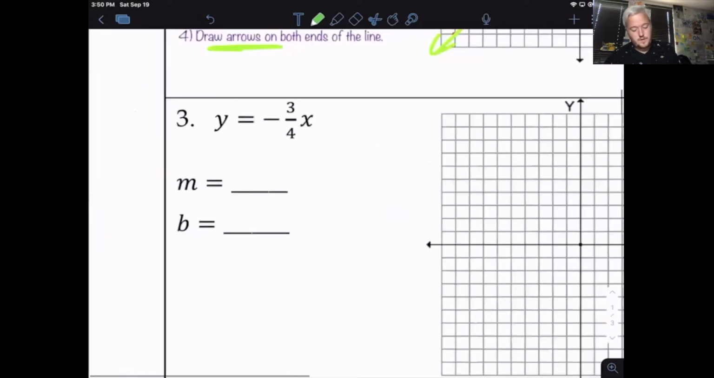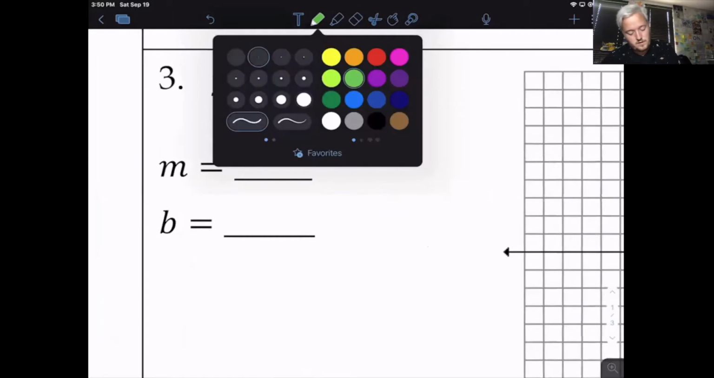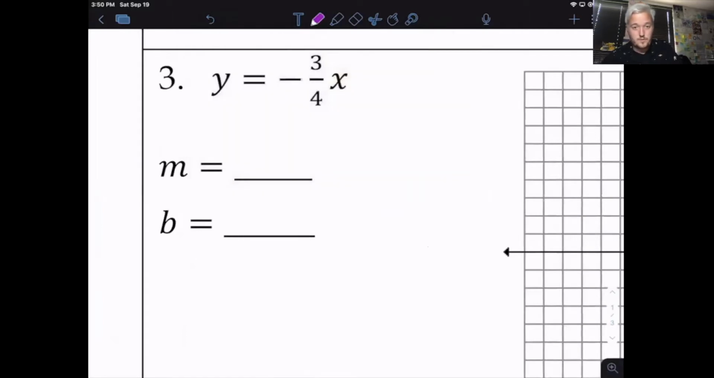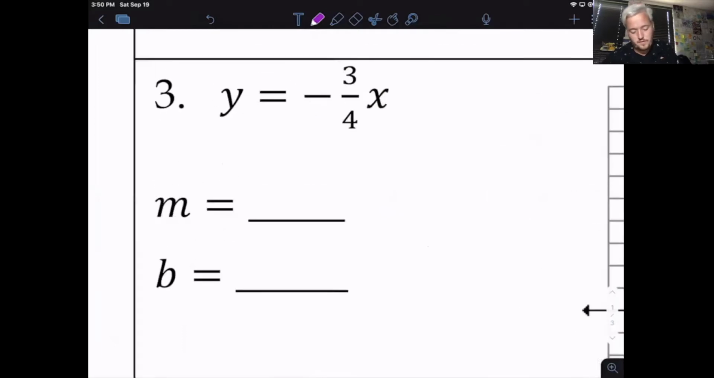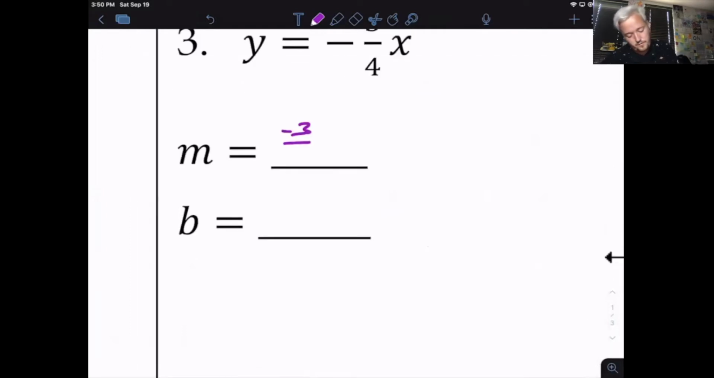All right, now over here, number 3. So in this case, I'm gonna do this without rewriting. So in this case, once again, we have plus 0. So our y-intercept again is 0. But my slope here is -3 over 4. So it's actually already written in the form for rise over run. So our b value is still 0.